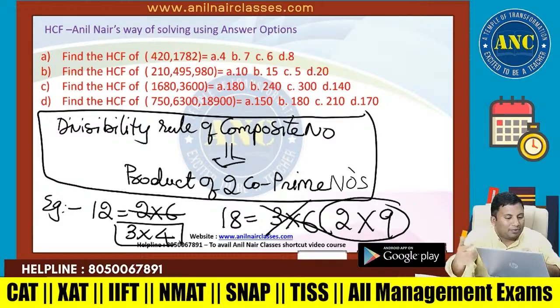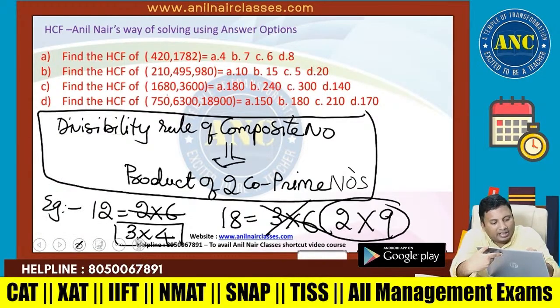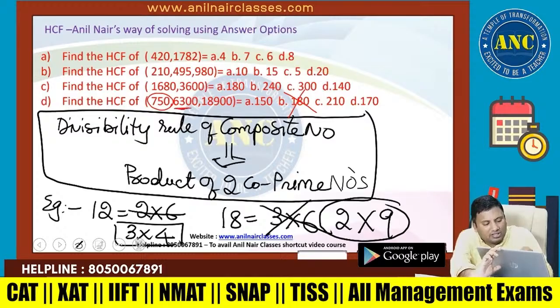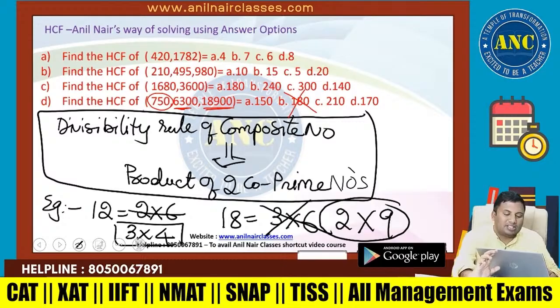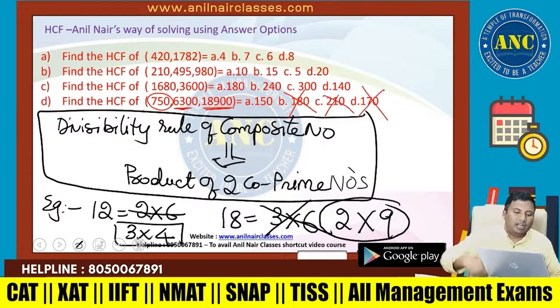Balaji, I am taking 750. You are taking 1890. This cannot be 180. 180 is divisible by 9. This is divisible by 9. 750 is not divisible by 9. 180 is out, 170 is out. 210 is out. 150 is the answer.